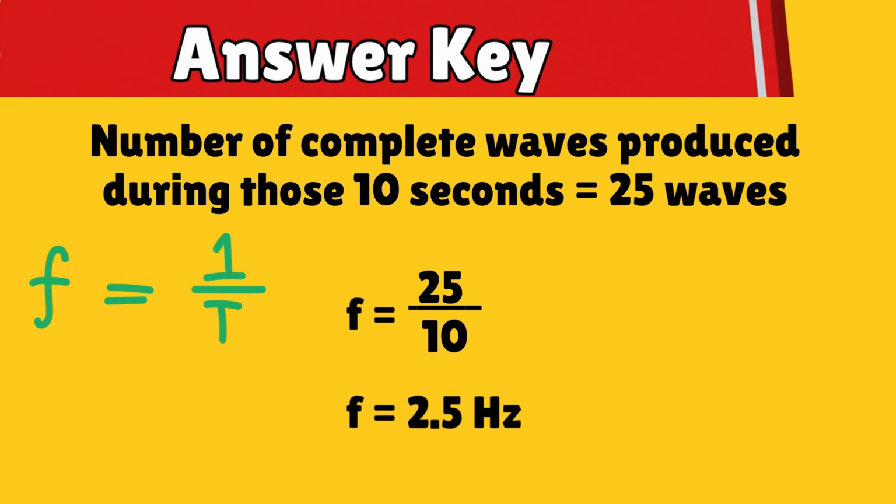So the number of complete waves produced during those 10 seconds is 25 waves. And so to get the frequency equals 25 over 10. Means that in 10 seconds, the number of waves that pass through is 25. To get the frequency, we will just simply divide them. So 25 divided by 10 equals 2.5 Hertz. So it means that in every 1 second, the number of waves that passes through a point is 2.5 waves.